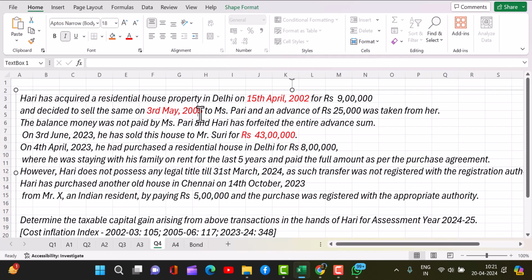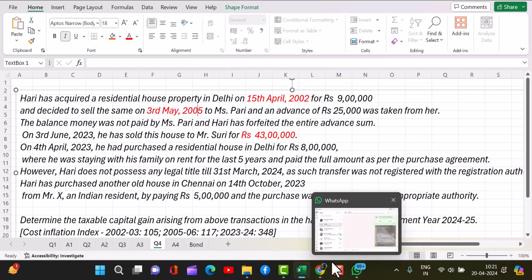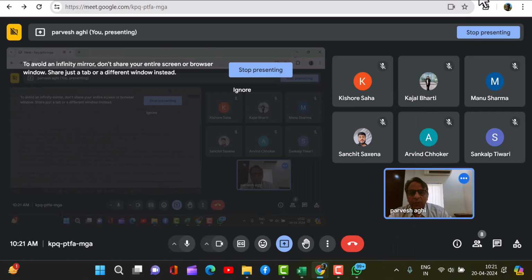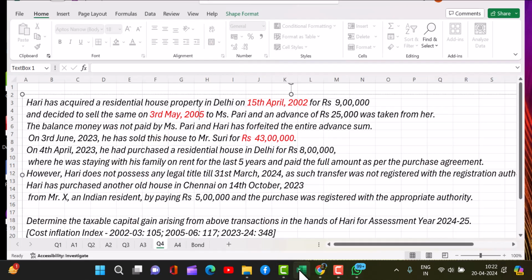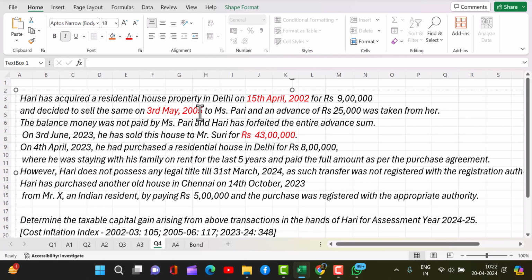Okay. Now, the date was, if you just remember this, which we did, I'm just opening. 2014. Yes, it was 2014. So it is before 2014. Okay, so that means it has to be reduced. So it will not be considered as other income. Okay, now it is considered as other income if it happens after 2014. Okay, so balance money was not paid. So Hari has forfeited this entire sum.